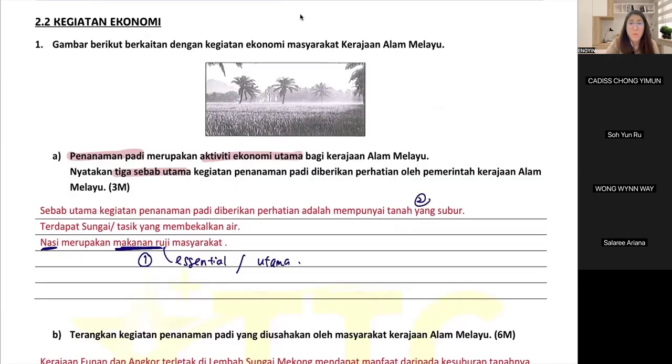Number 2, why do they plant paddy? Because the land is subur. Hey guys, for information, when you want to plant paddy, you need a lot of water. So it's not like whatever can be planted, everywhere can be planted. No, only those areas that are very fertile, very good, and have enough water supply can plant it. That's why you look at my answer. Tanah yang subur, and they have the water supply. The river or the lake is the water supply. Are you guys with me?